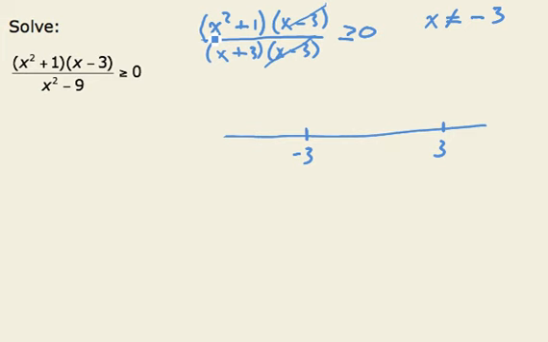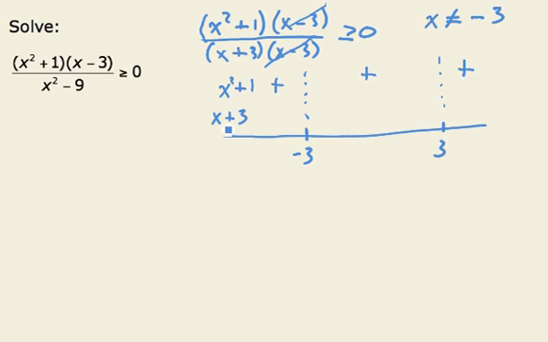Now I'm going to look at the factors x squared plus 1 and x plus 3. And I am just going to decide the signs of each of these factors on each of the intervals. If x is less than negative 3, x squared plus 1 is positive. If x is between minus 3 and 3, for example, x equals 0, x squared plus 1 is still positive. And if x is to the right of 3, maybe a number like 5, x squared plus 1 is still positive. X squared plus 1 is always positive.